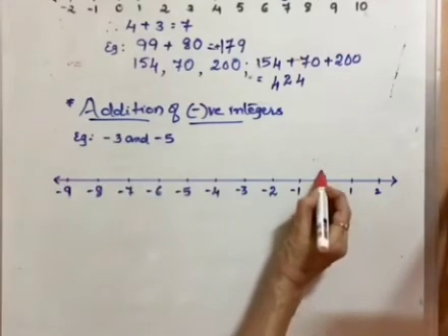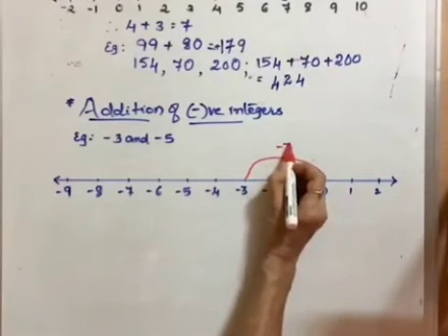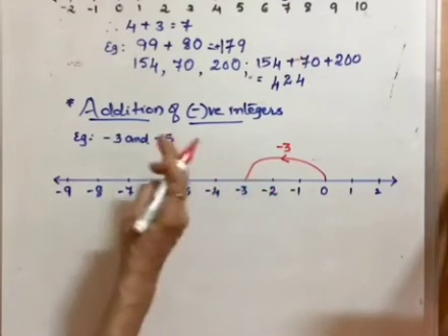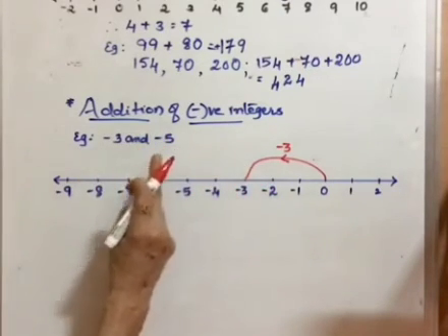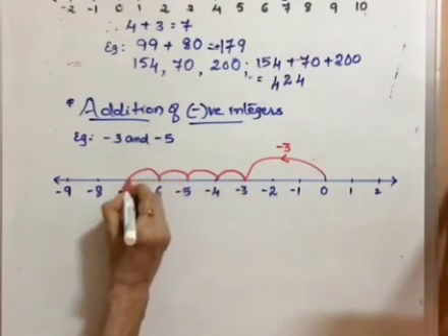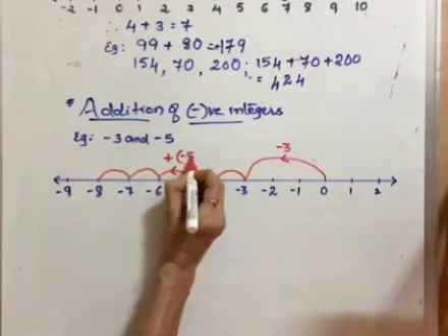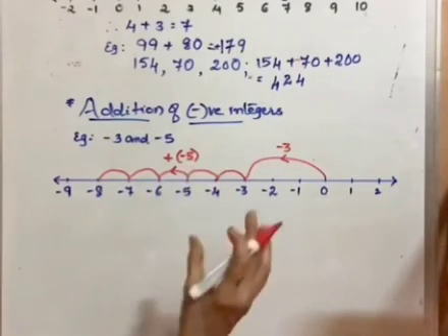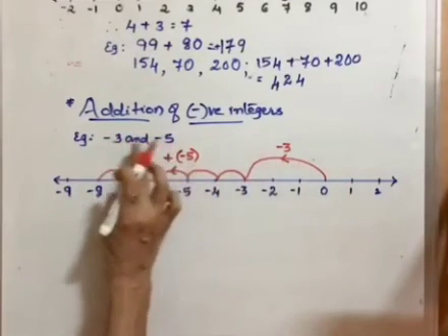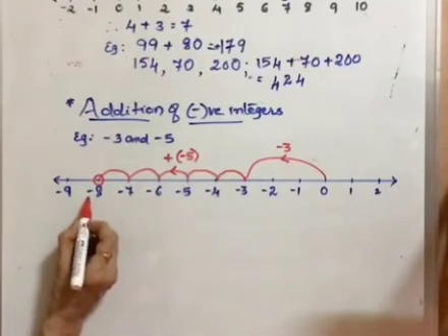0 to -3. Arrow, children, -3. To this -3, we have to add a few more negative units, that is -5. So 1, 2, 3, 4, 5 on the negative side. So what have we done? To -3, we have added -5. Two negative integers we have added. What is the answer? You can see that the answer is also negative.